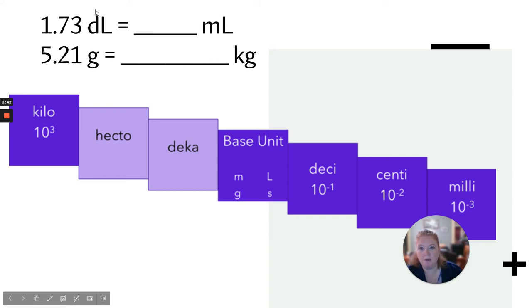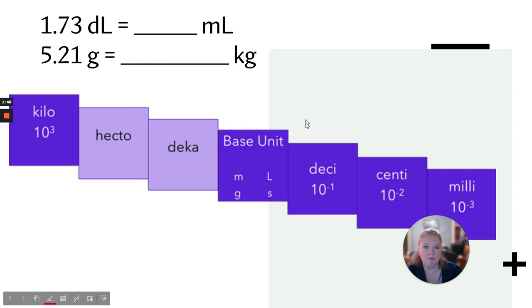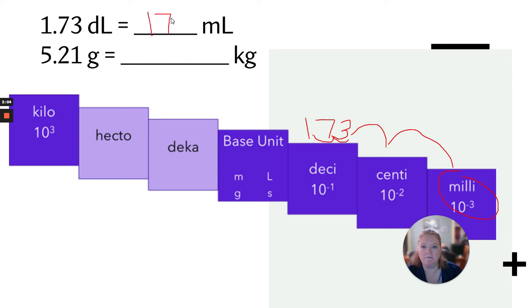So if we are converting deciliters to milliliters, so let's look. So we have 1.73 as our deciliters, and we want to go down here. So we need to go 1, 2. So I'm going to take my decimal point and move it 1, 2. So it will be 173. Ooh, that's a terrible 3, but you get the idea.